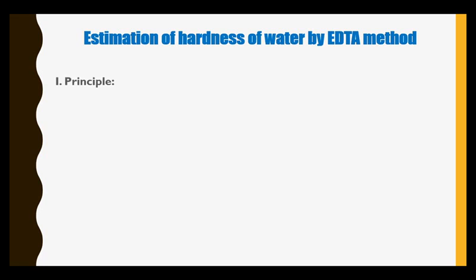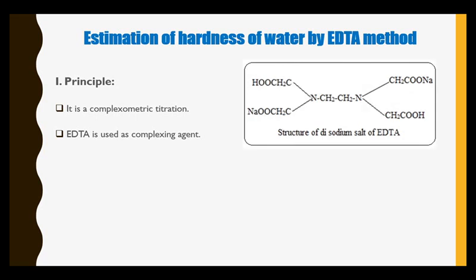Principle. It is a complexometric titration which involves EDTA as a complexing agent. As you can see, the structure of EDTA, but it is actually the structure of disodium salt of EDTA. EDTA is expanded as ethylene diamine tetraacetic acid, but for better solubility of EDTA in water, we take disodium salt of EDTA.